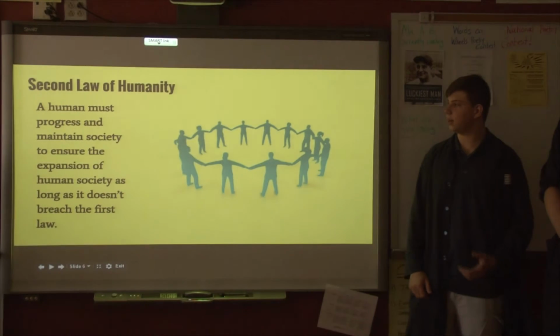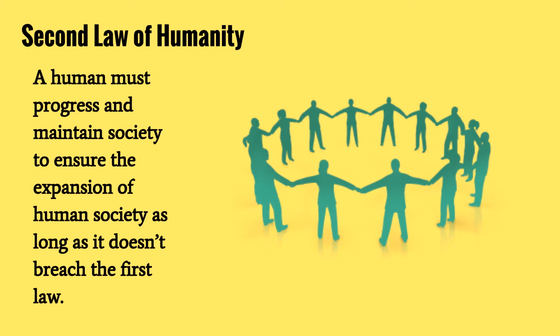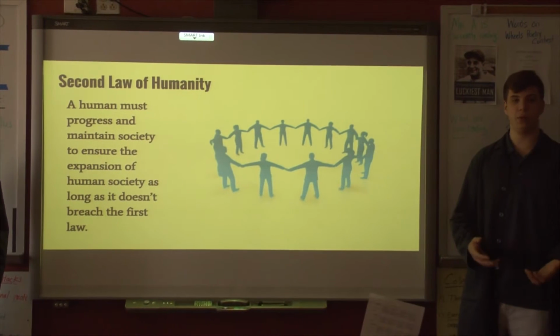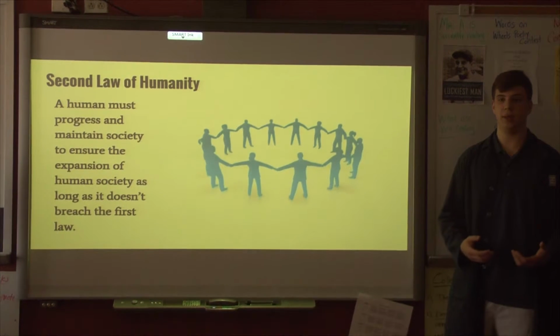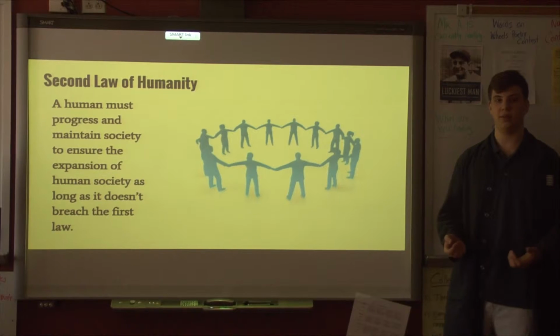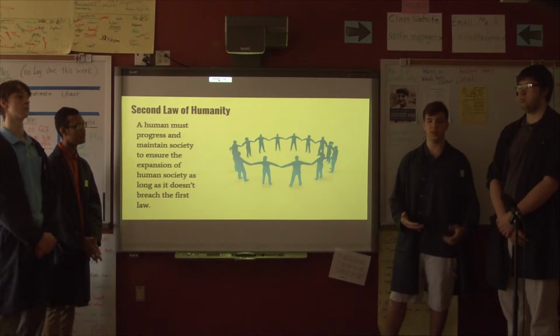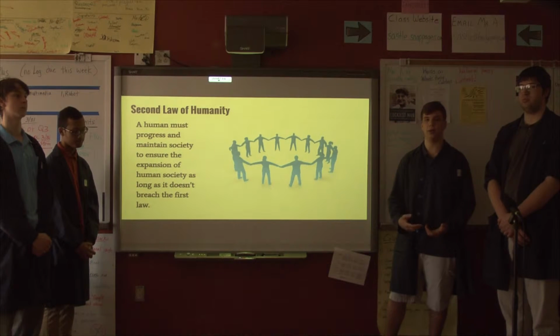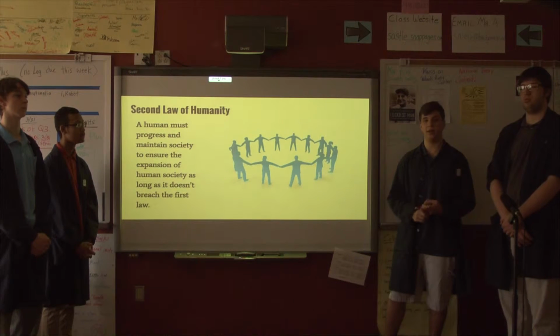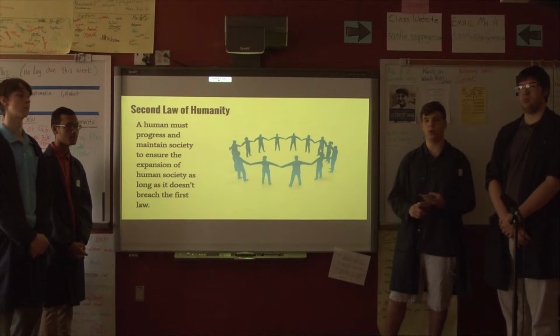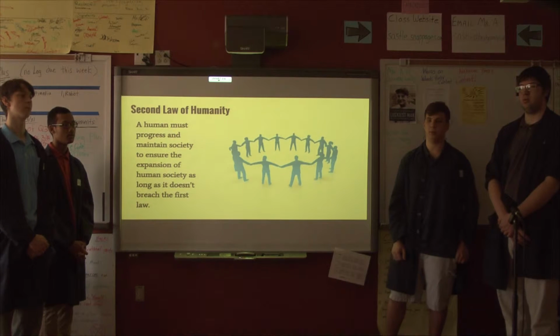So we created this second law of humanity: a human must progress and maintain society to ensure expansion of human society, as long as it doesn't breach the first law. Essentially, if we were to apply this to the real world, it's what we already do, like forming governmental systems, regulating ourselves, and having a job in society, to further the human agenda scientifically, diplomatically, culturally, and pretty much covering all the bases.